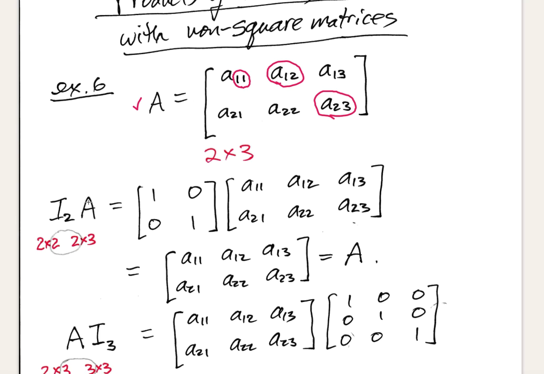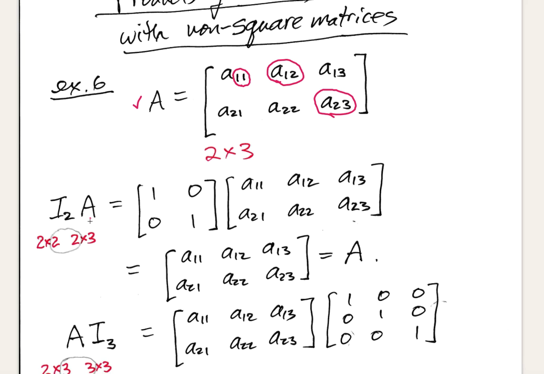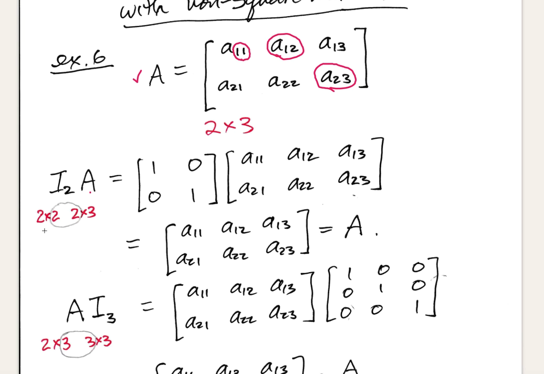What I really want to do, though, is the following. Suppose I have I sub 2, the 2 by 2 identity, and I'm going to multiply it on A. Just a quick thing here: notice that I sub 2 is a 2 by 2 matrix, and A is 2 by 3. I can clearly multiply these two, because these two numbers match here. My answer is going to be a 2 by 3, just like the dimensions of A itself.